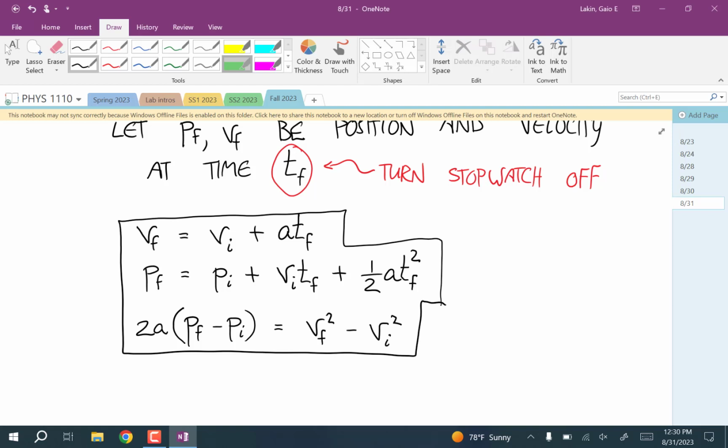And so with these, if you know enough about the acceleration and how far the thing has gone when you click off the stopwatch and all these different things, you can calculate other variables that you haven't measured. Okay, and you can figure out stuff about the motion that way.